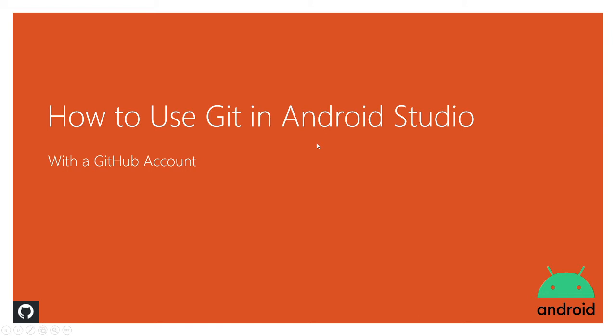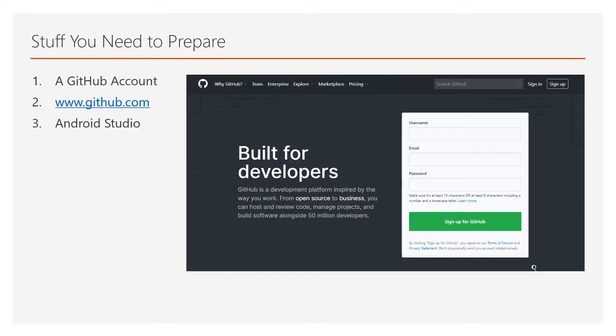Hello there. Today we'll be talking about how to use Git in Android Studio with a GitHub account. So there are a few things that you need to prepare. Firstly, you need a GitHub account. You can go to my previous videos to see how to create a GitHub account, and you'll need to install Android Studio.